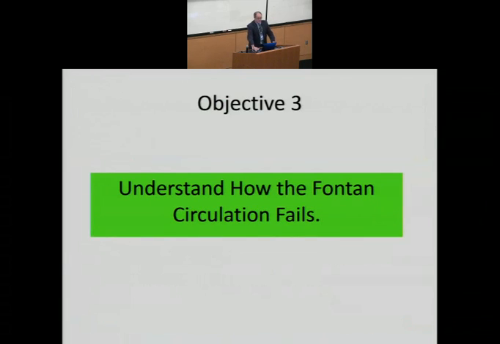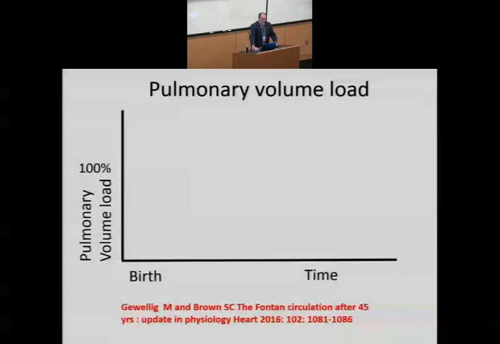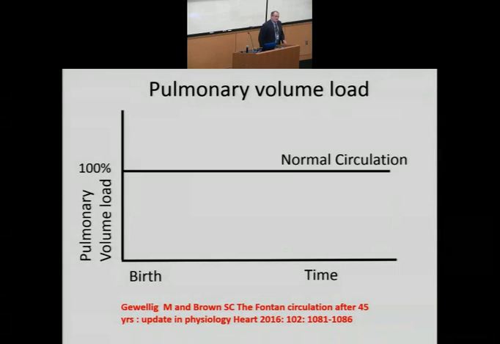All right, we're getting into the last couple of objectives here now. So we're going to understand how the Fontan circulation fails. I've led up to that. But basically, it's a pulmonary volume overload over time. If we take this graph and we have normal biventricular anatomy, the pulmonary volume overload is really 100% at birth. That's the normal circulation. Birth, time.